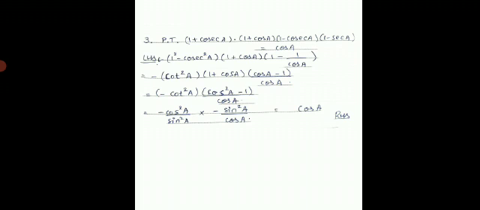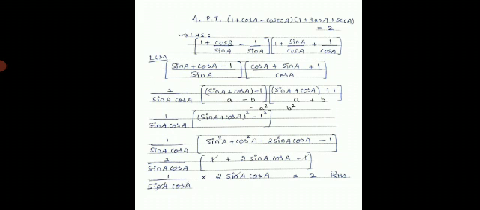Now the terms common in the numerator as well as in the denominator will get cancelled. Minus will become plus. The cos A will get cancelled with the denominator cos of A. So the numerator will be plus cos of A, which is the required answer. Next one.